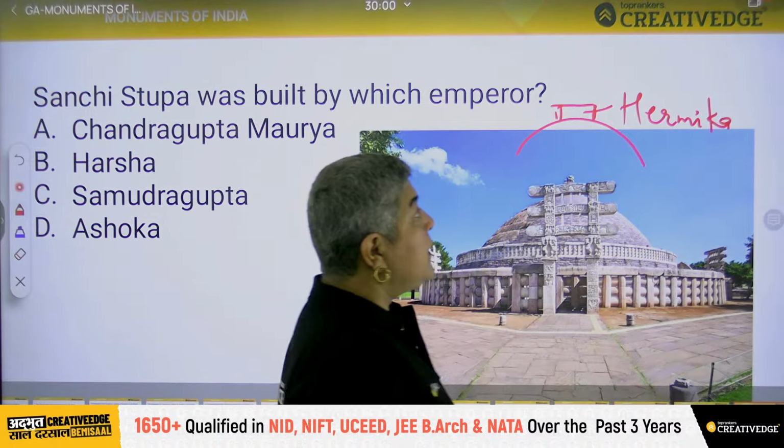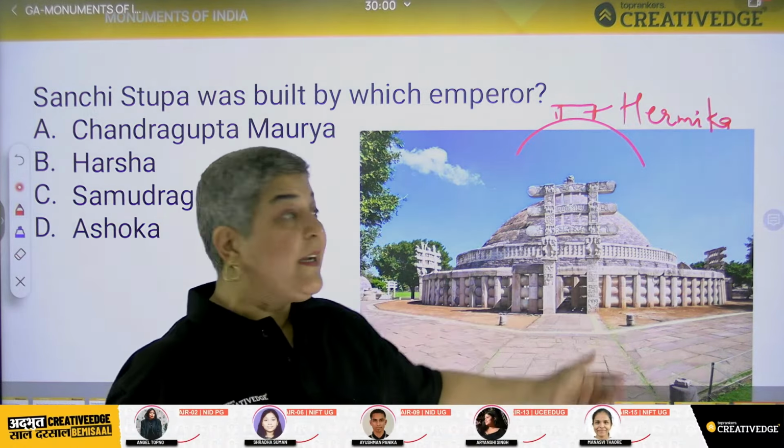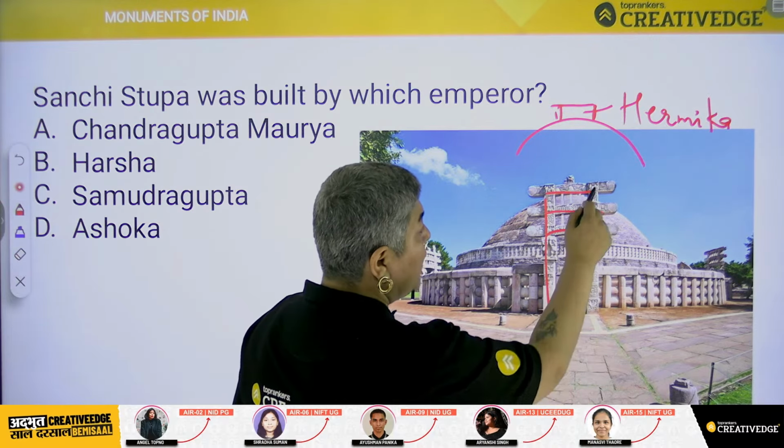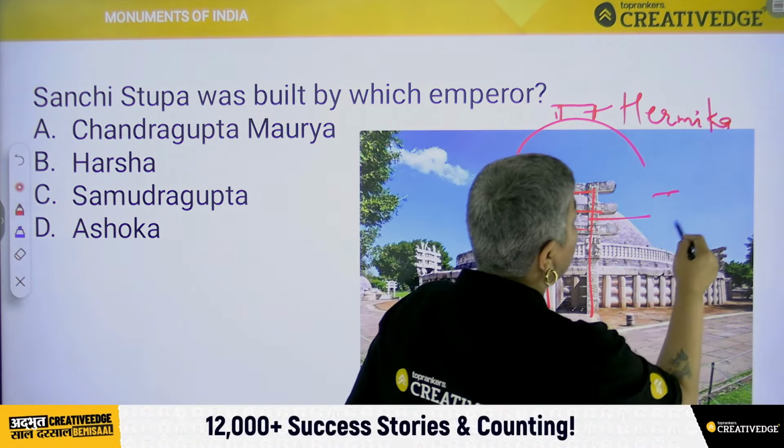So just to let you guys know, by the way, do you know what this door is called? This door is called the toran.